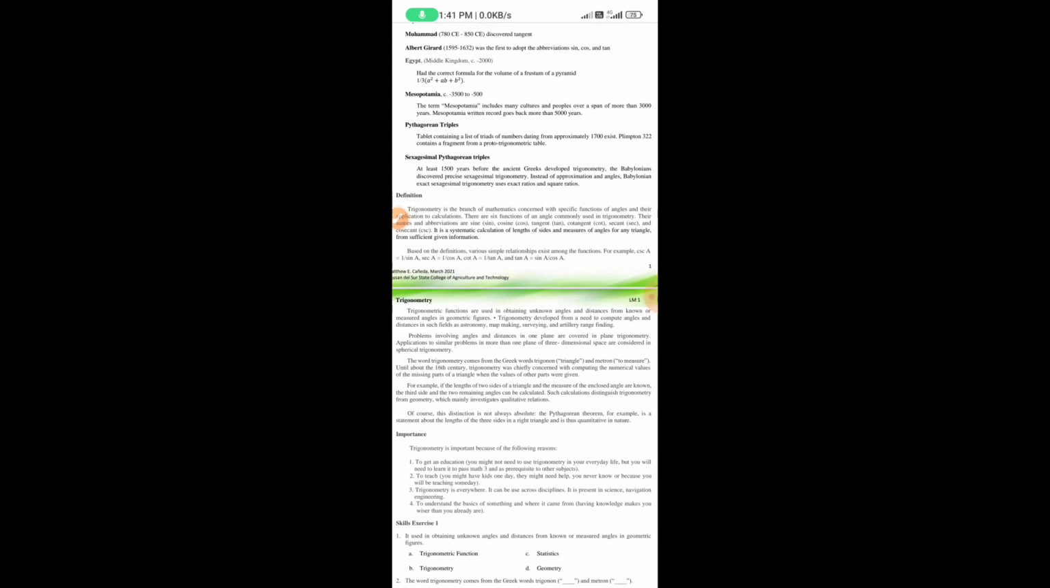Importance: trigonometry is important because of the following reasons. 1. To get an education: you might not need to use trigonometry in your life, but you will need to learn it to pass math 3 and as a prerequisite to other subjects. 2. To teach: you might have kids one day and they might need help. You never know, or because you will be teaching someday. 3. Trigonometry is everywhere. It can be used across disciplines. It is present in science, navigation, engineering. 4. Lastly, to understand the basics of something and where it came from. Having knowledge makes you wiser than you already are.